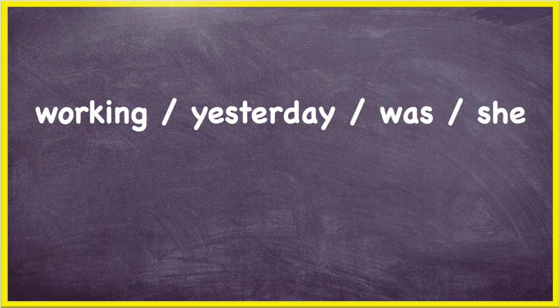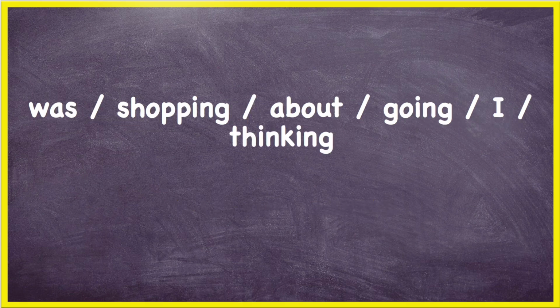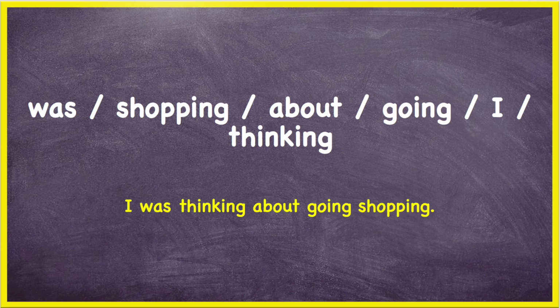Okay, the answer is she was working yesterday, right? Fairly easy one. Hope you got that. Number 2, was shopping about going I thinking. Pause the video. Okay, the answer is I was thinking about going shopping, right? And that is the 6th use that we talked about to describe planned actions.